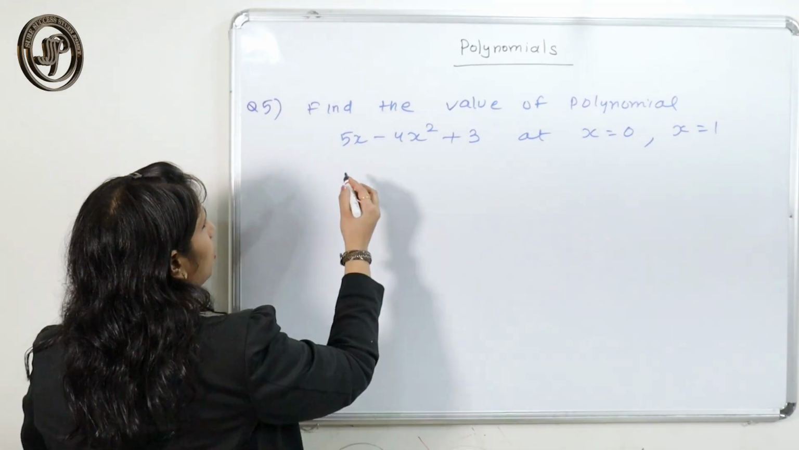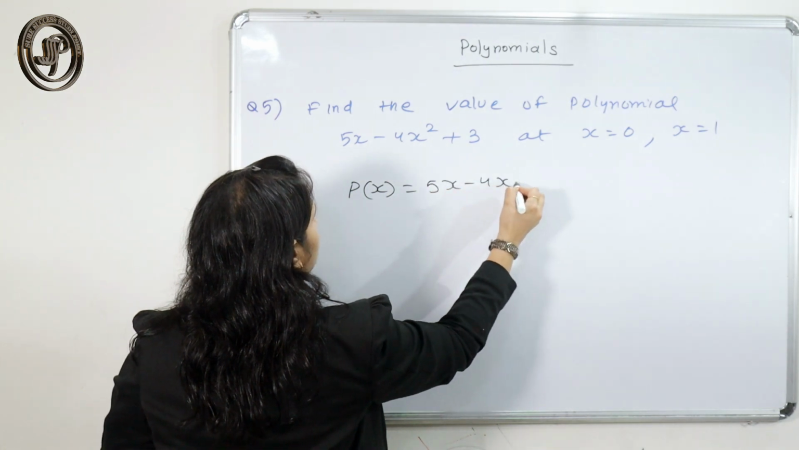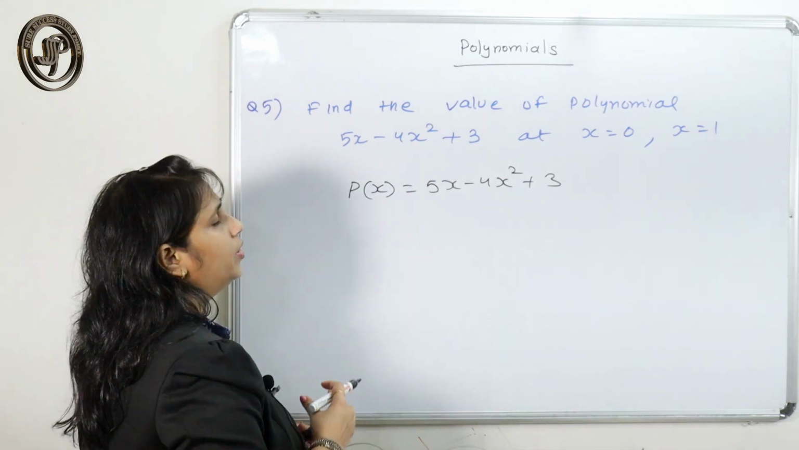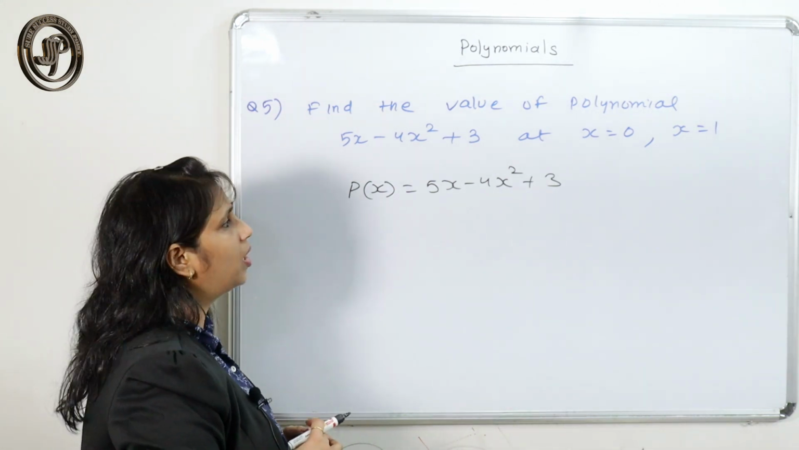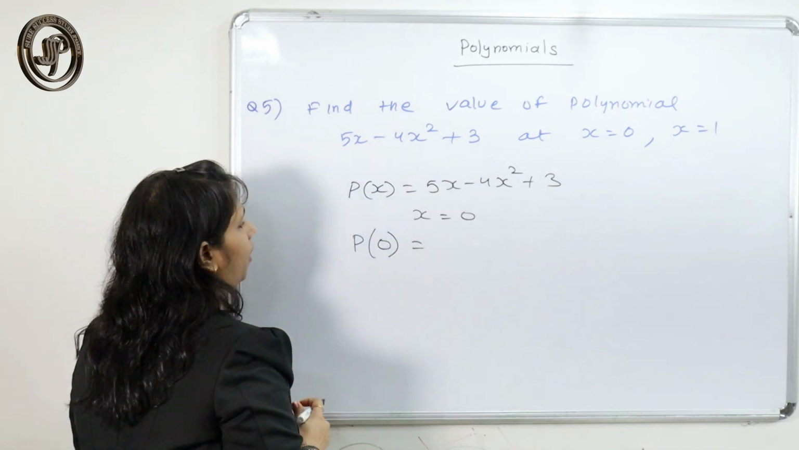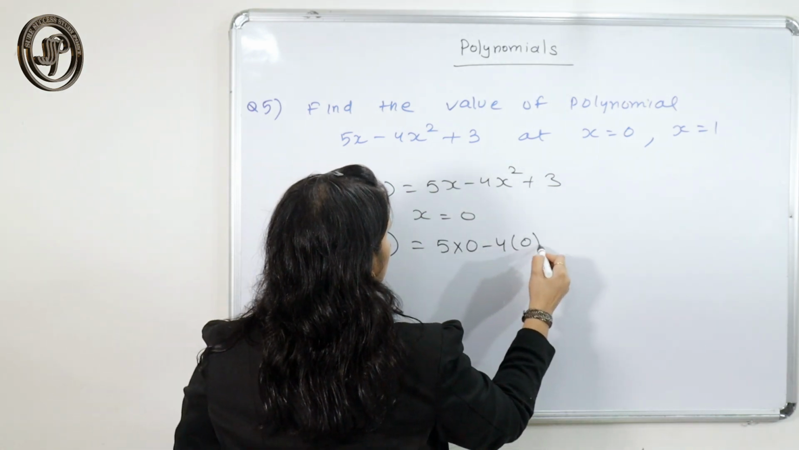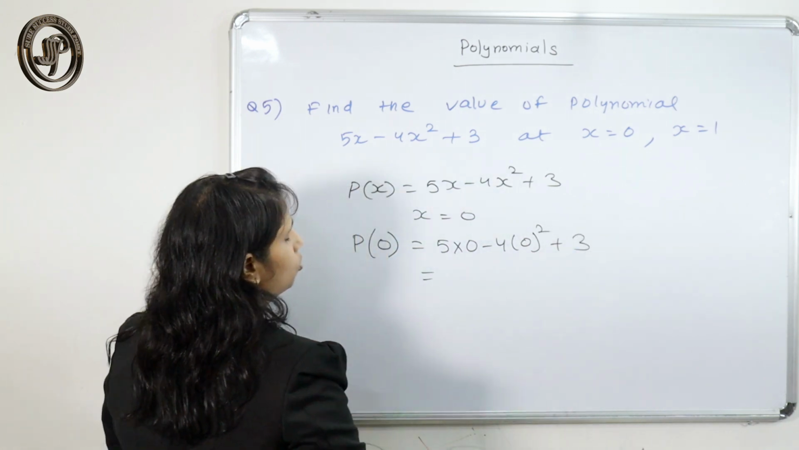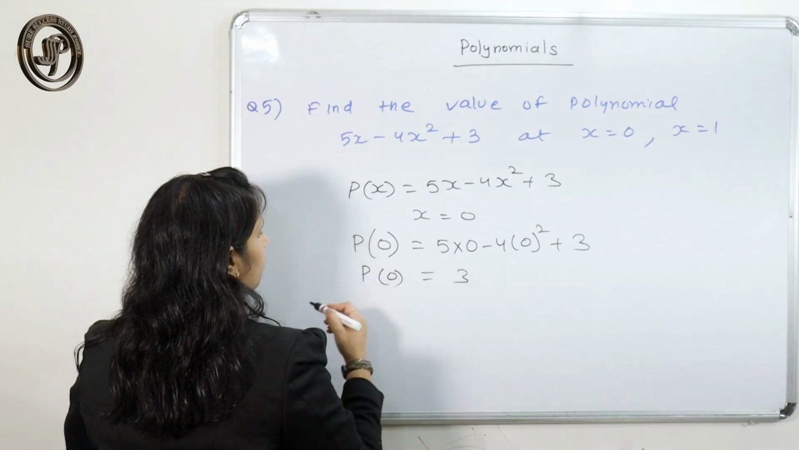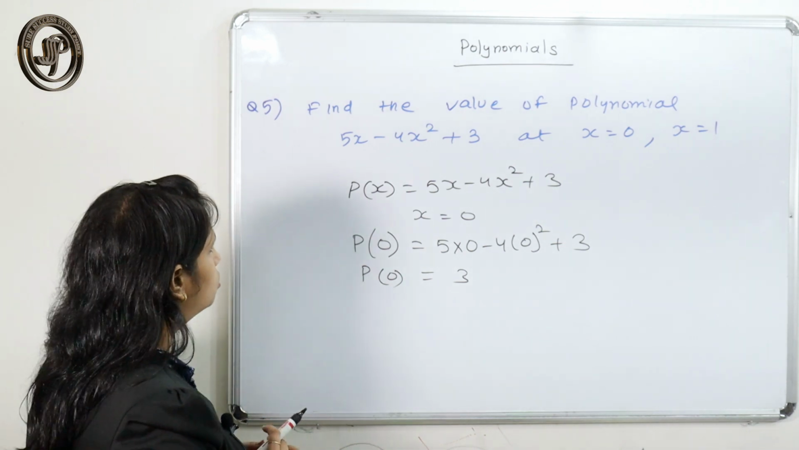So here is a question. The polynomial is given, so I can write this polynomial as 5x minus 4x square plus 3. Now I need to find the value of the polynomial when x is 0. X is 0 means we have to find the value of p(0). That is 5 into 0 minus 4 into 0 square plus 3. So what should I get after calculating? 3. That is the value of the polynomial at x equals 0.